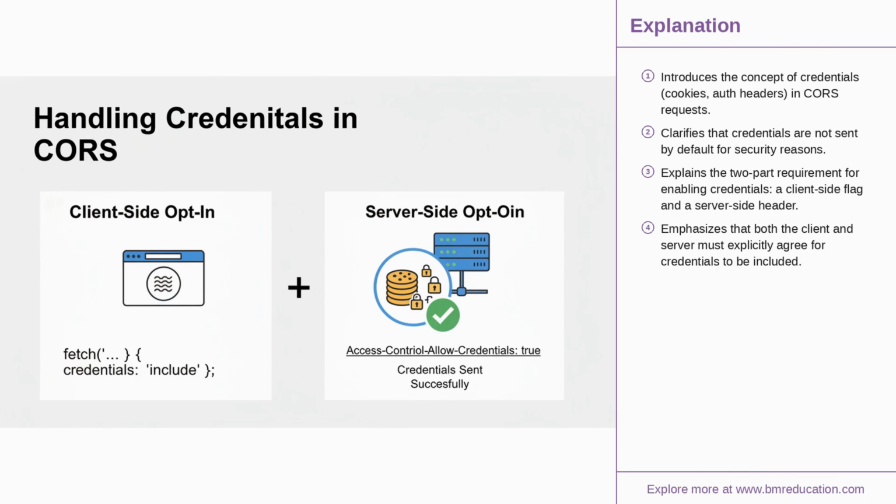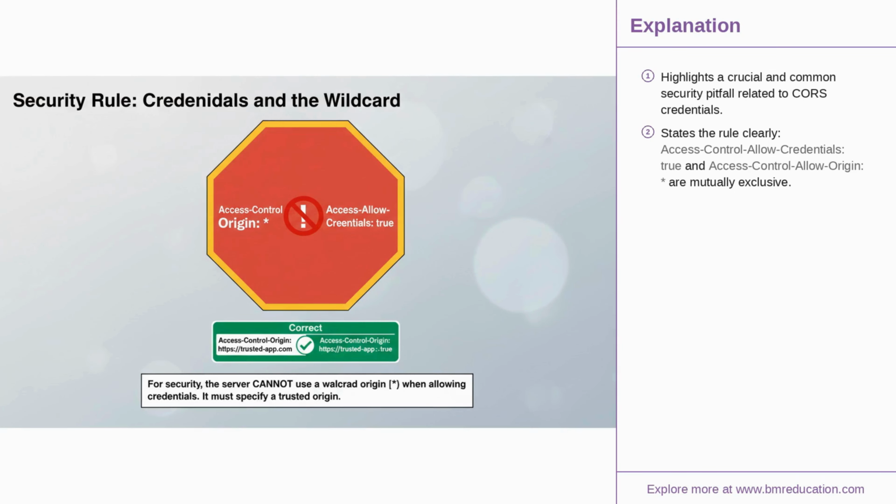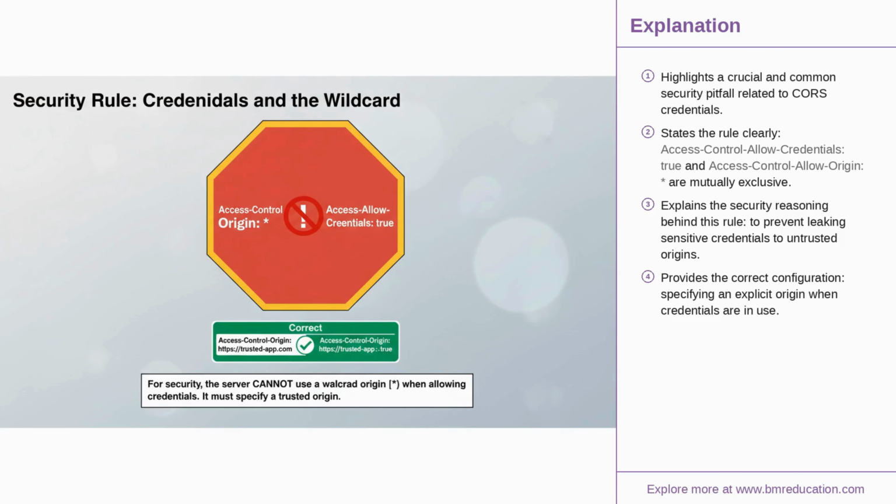Both sides must agree. There's a critical security rule when working with credentials. A server cannot respond with both Access-Control-Allow-Credentials: true and Access-Control-Allow-Origin: *. The wildcard origin is considered too permissive to be combined with trusted credentials. If a server needs to allow credentials, it must specify a single explicit origin in the Access-Control-Allow-Origin header. This prevents sensitive cookie data from being sent to any arbitrary site.